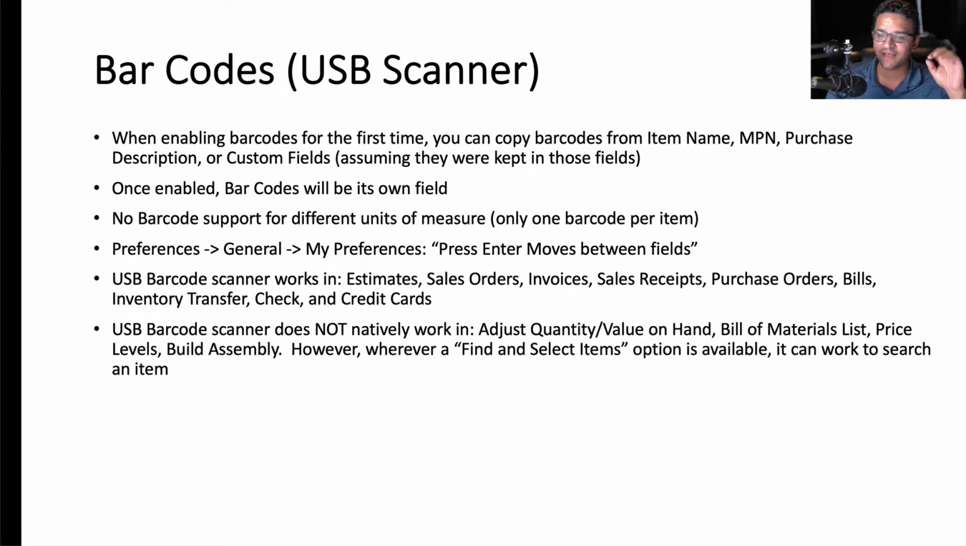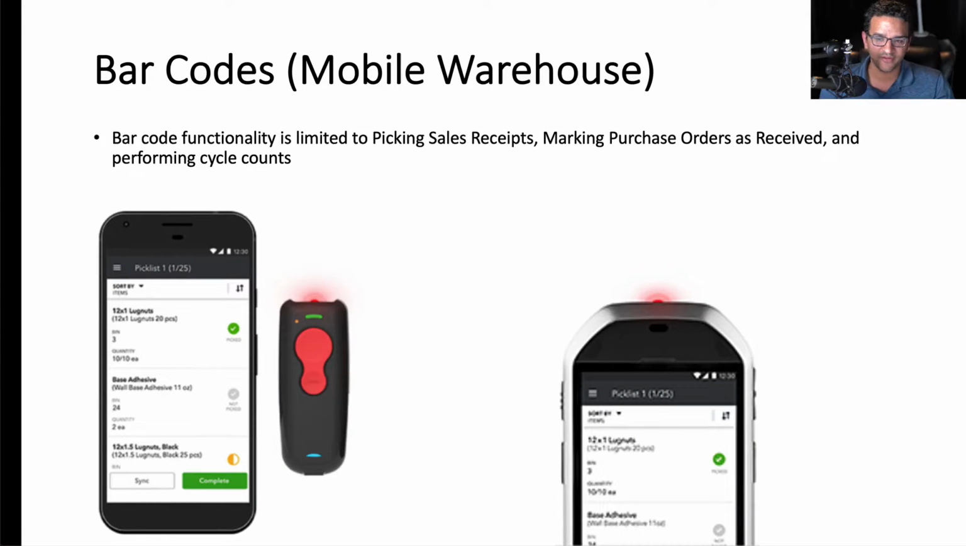However, if you have any screen that has a Select Items button in it, you can click on that and then you can use the barcode as a search functionality. So we can cover that.